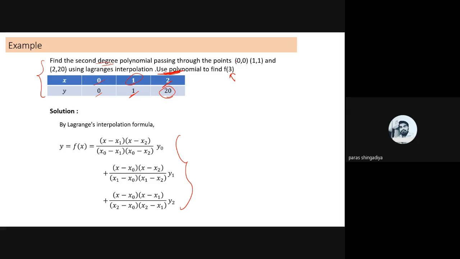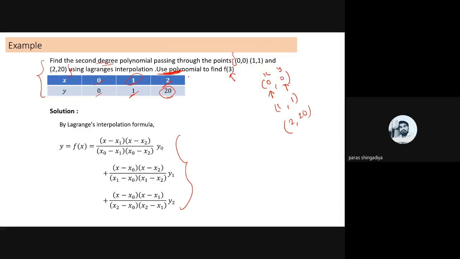The data is 0 0, 1 1, and 2 and 20. So what is the meaning of that? In 0 and 0, the first value is considered as x, the second value is y. Then 1 1, thus x is 1, y is also 1, and third is 2 and 20. So x is 2, y is 20. So you can consider it as a tabulated form, if data are given in such form.